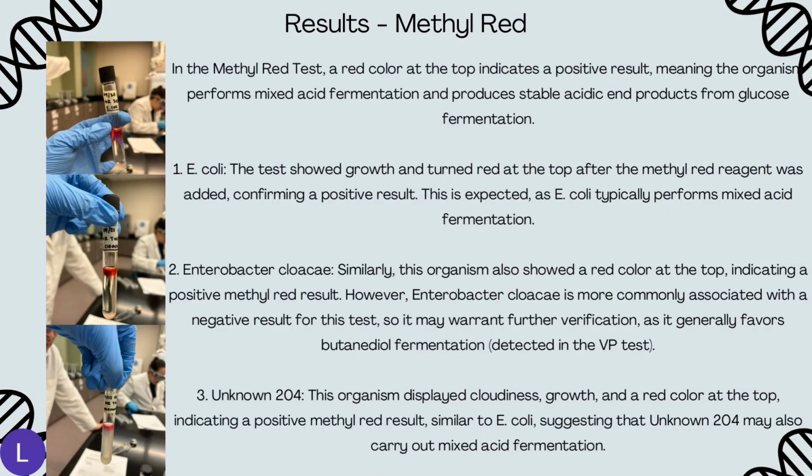For the methyl red results, we have the same dynamic of the pictures on the left, and they're in the same order as we talked about them. First is E. coli, then Enterobacter cloacae, and then lastly unknown 204. So first, in the methyl red test, a red color at the top indicates a positive result, meaning that the organism performed mixed acid fermentation and produces stable acidity and products from glucose fermentation.